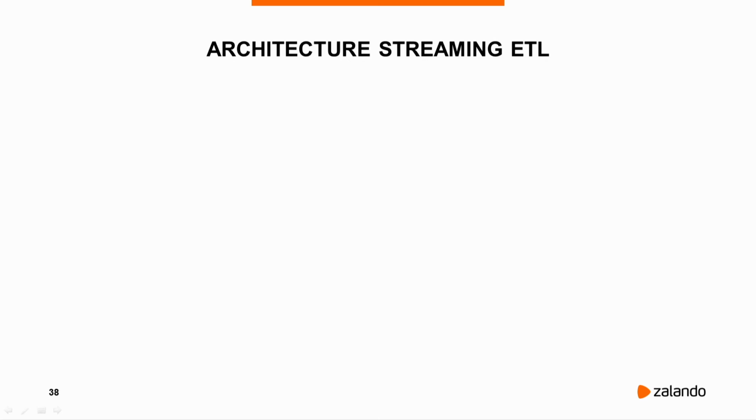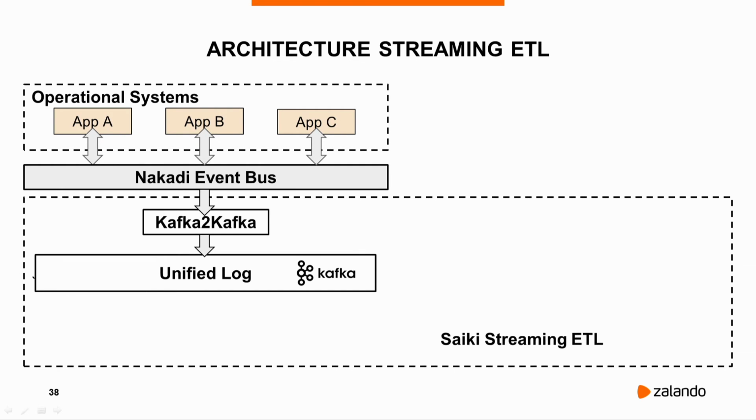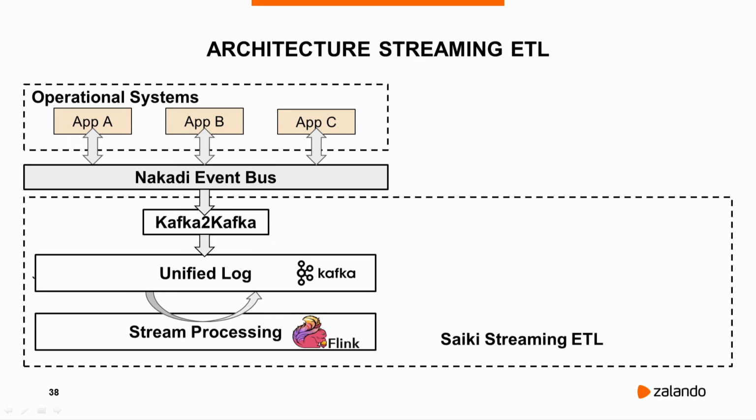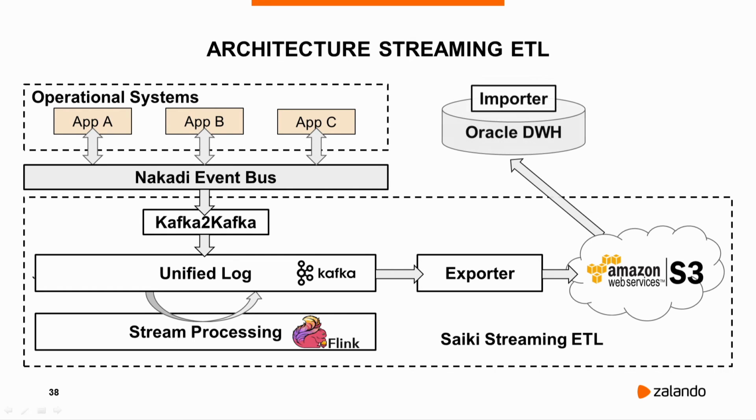The architecture. So we have the operation systems, the Nakadi event paths, then our own unified log, our own Kafka cluster. And from this, we read and do some transformations in Flink, some ETL jobs, and write them back to Kafka, where we extract them using an exporter. We write them to Amazon S3, and from there we import the already pre-processed events into the Oracle data warehouse.